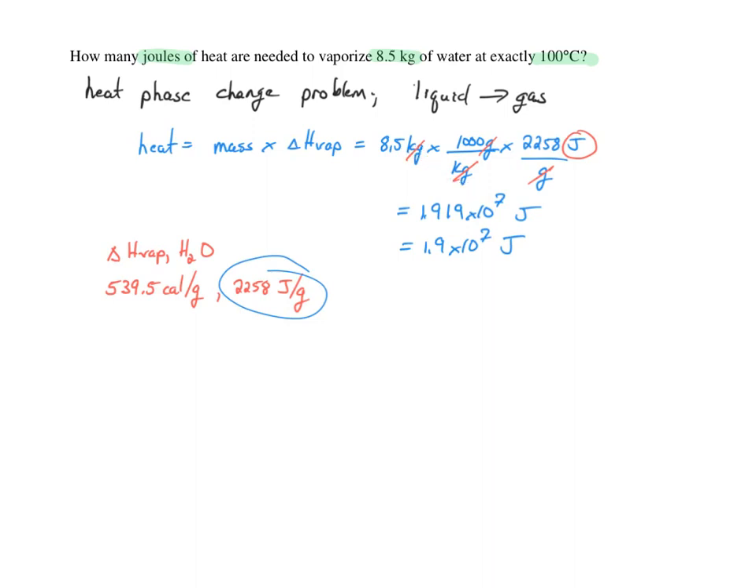We do the math, we look at our sig figs, we see we can only justify 2 sig figs, and we have our final answer.